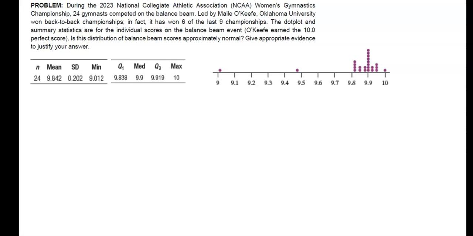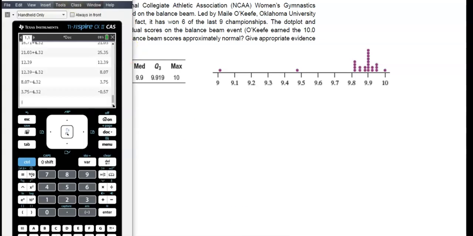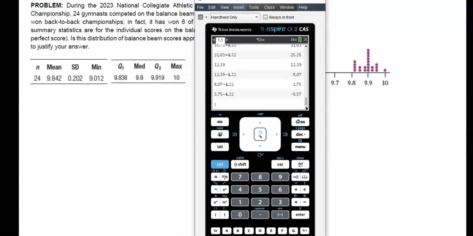Is the distribution of the balance beam scores approximately normal? We can just stop right now and go, no, it's skewed left quite majorly. It is not normal, but give appropriate evidence. So if we wanted to test it, we could test 1 standard deviation. So you get your calculator out and go, okay, let's figure out what 1 standard deviation is.